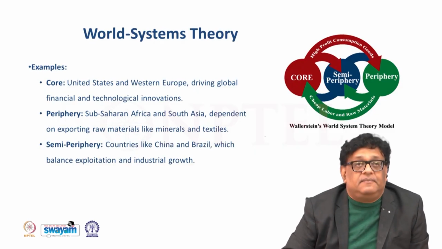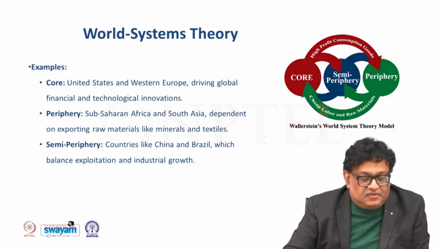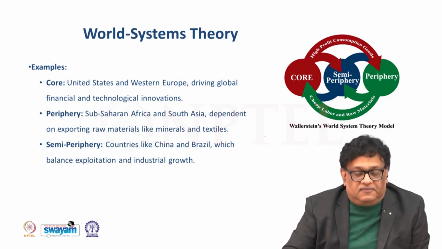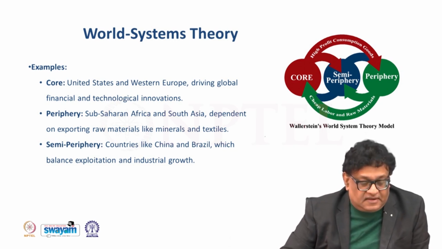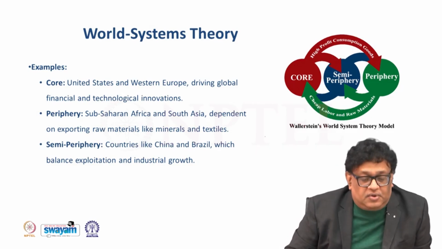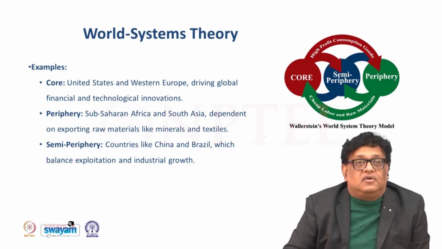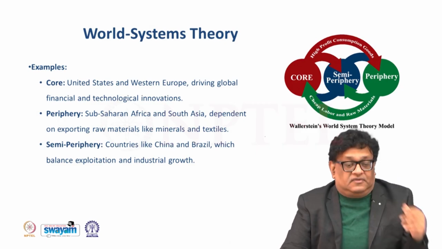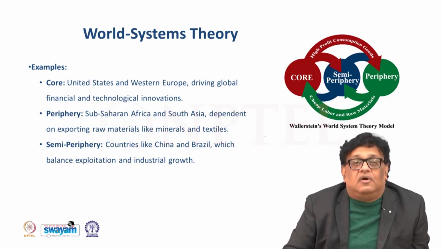World systems theory also emphasizes historical continuity, tracing the roots of the global division of labor back to colonialism. For example, the transatlantic slave trade not only enriched core nations but also established enduring patterns of economic exploitation that persist in modern trade relationships. This historical perspective underscores the systemic nature of global inequalities.